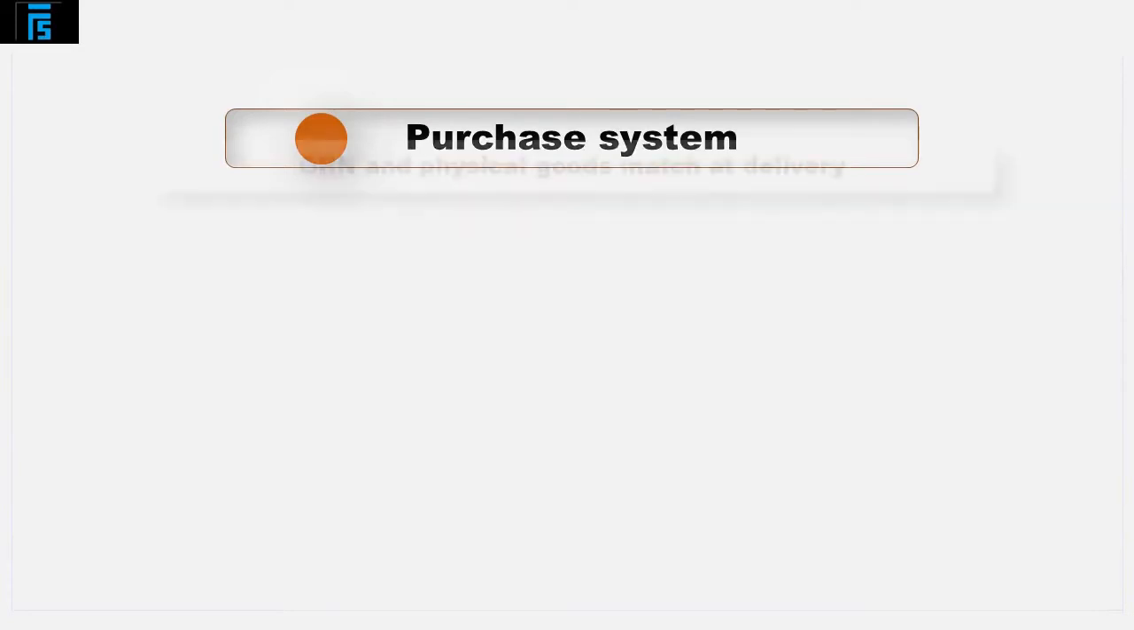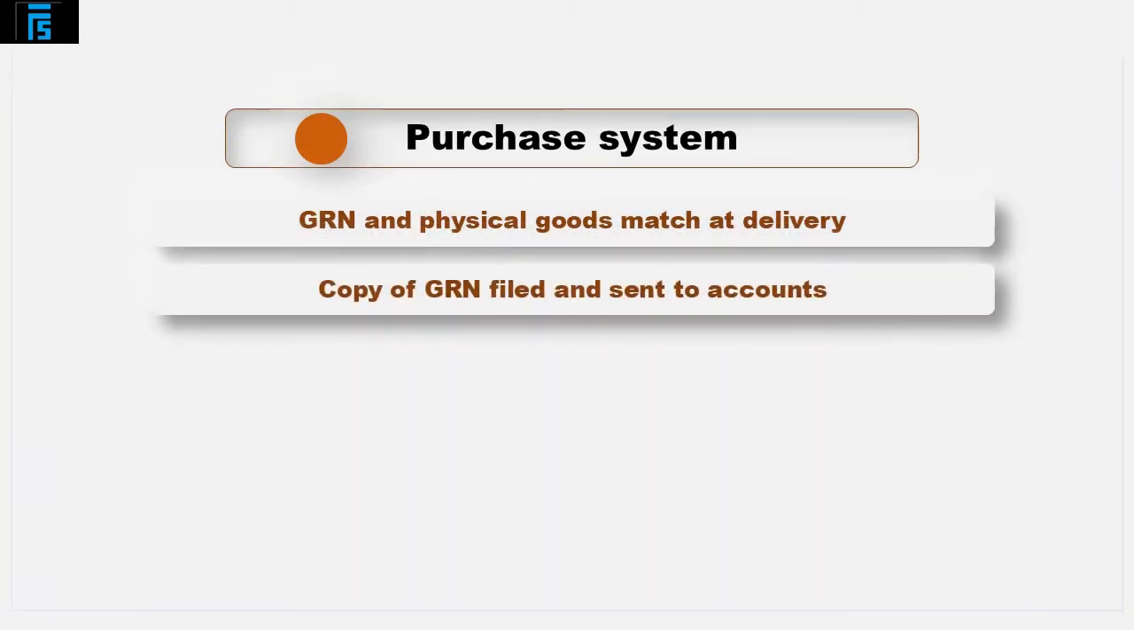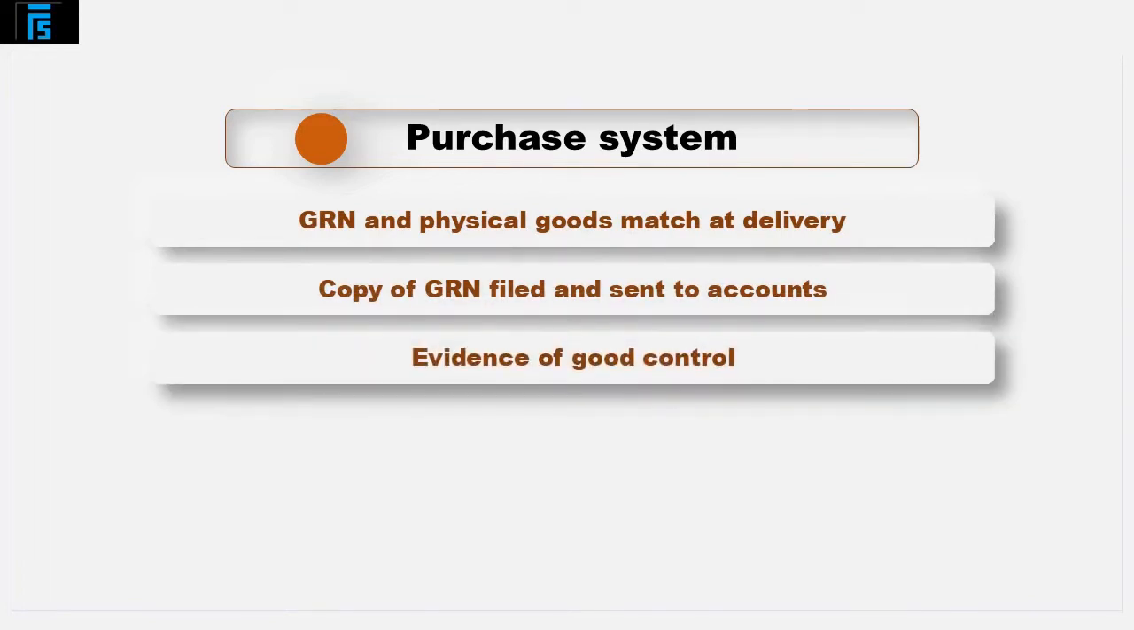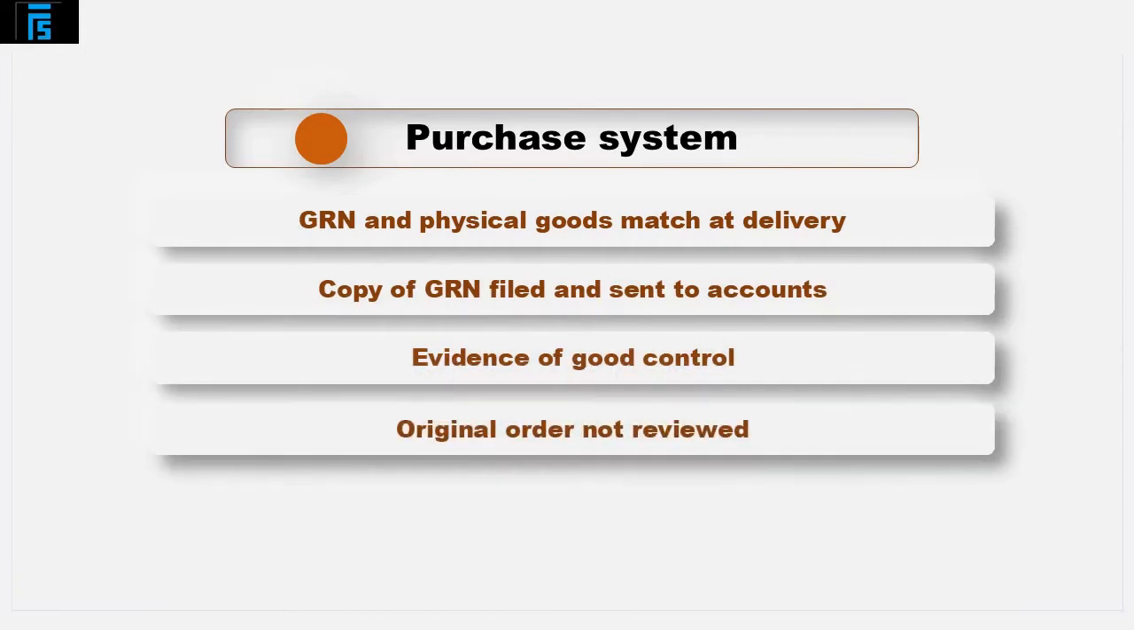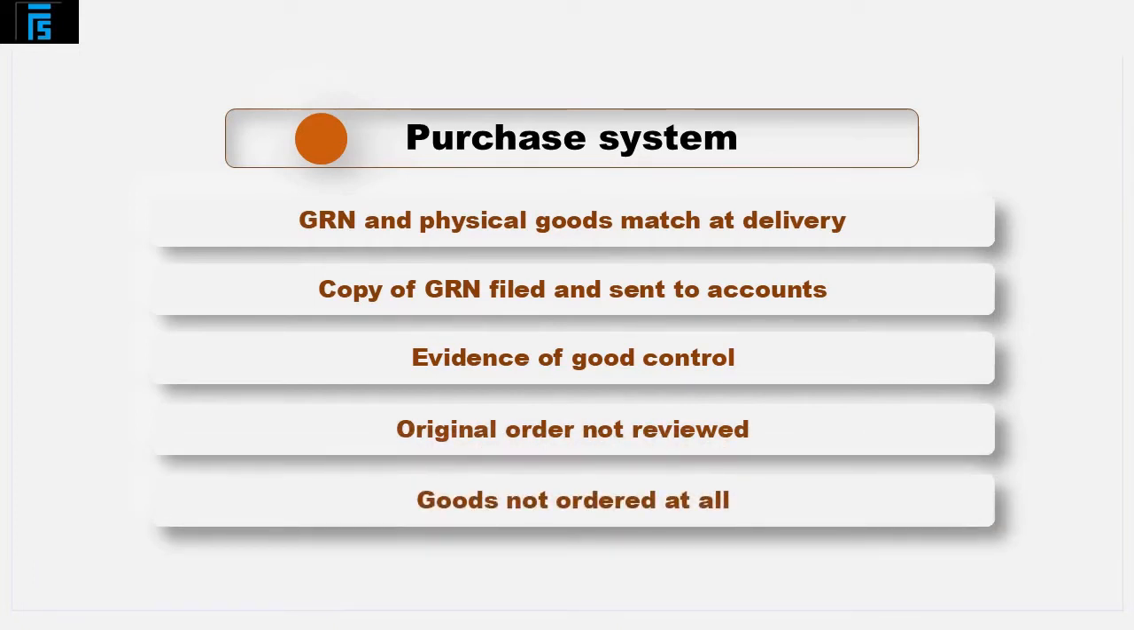For a purchase system, a control deficiency could be where the warehouse receiving the goods delivered agree the goods received note to the physical goods and then file a copy of the GRN and send a copy to the accounts department. There is evidence of good controls here as they do review the goods received with the goods received note. However, they do not review the original order to see if the goods received are what was originally requested. The goods may have not been ordered and the entity could be invoiced for goods not required.